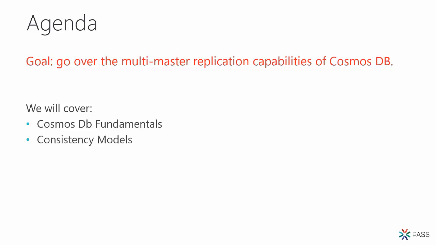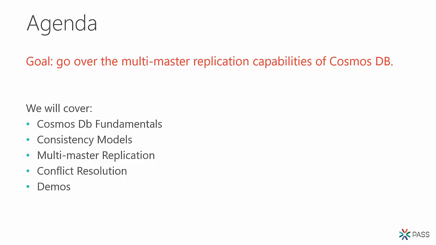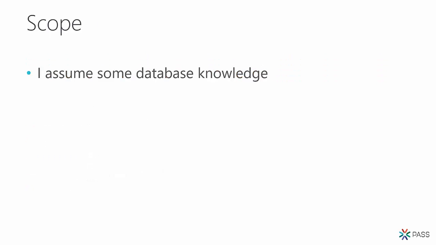We're going to talk about the consistency model just because, again, it's one of those things that really differentiates Cosmos DB, and it's usually something that is interesting and important to understand in context with the replication, especially across large distances. We're going to obviously talk about the multi-master replication, the conflict resolution methods that you can use, and we're going to do some demos of the whole thing, all right?